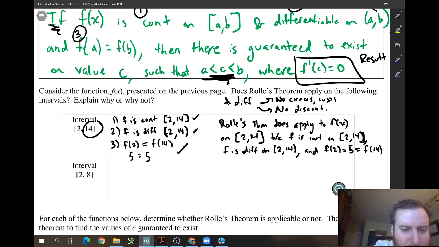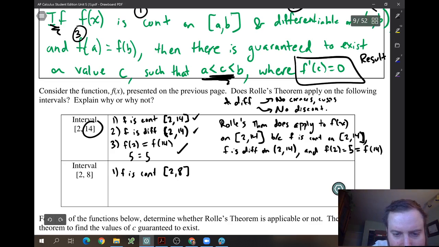So now in the second one, first of all, f is continuous this whole graph. So we're going to say f is continuous from 2 to 8, and f is differentiable in this whole graph. There are no cusps, no corners.